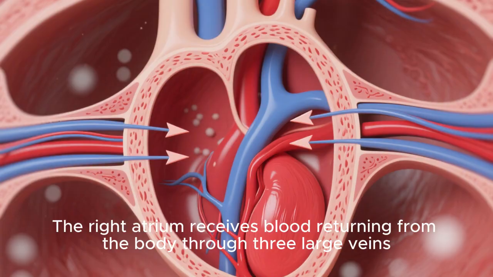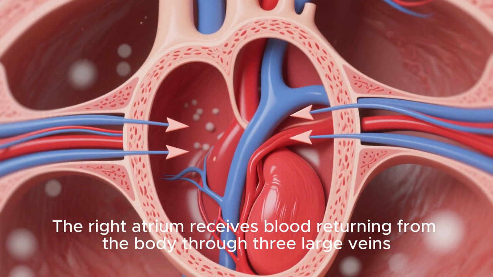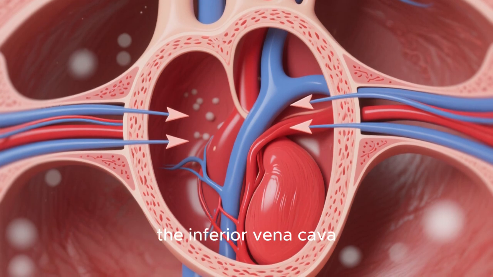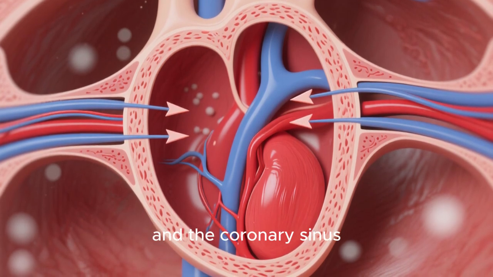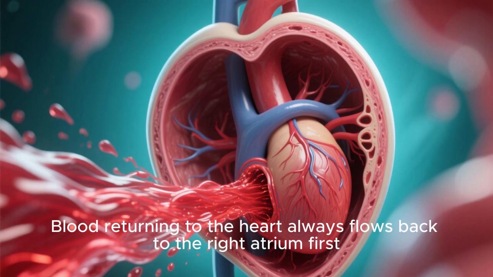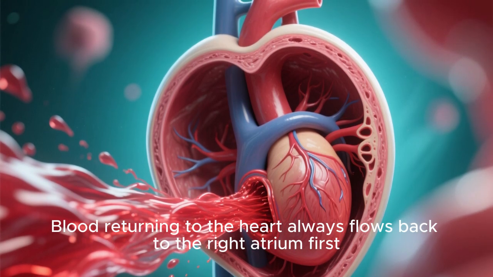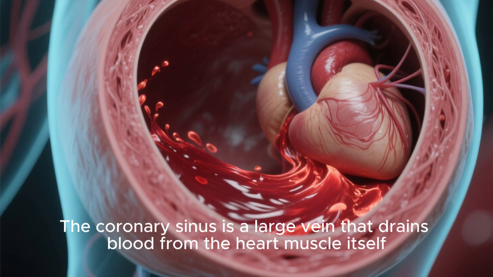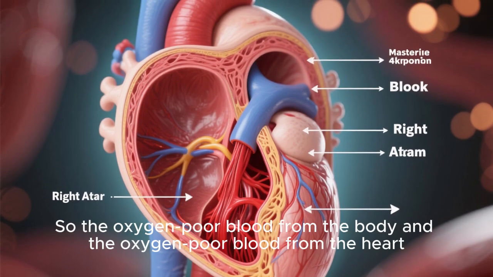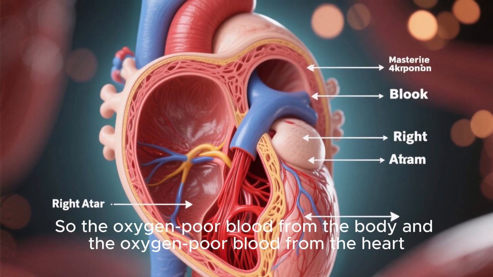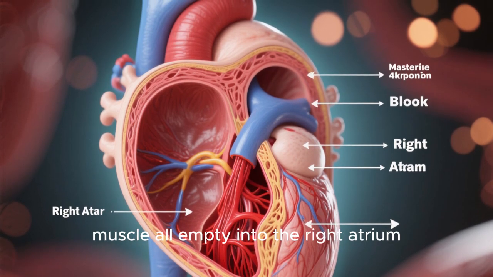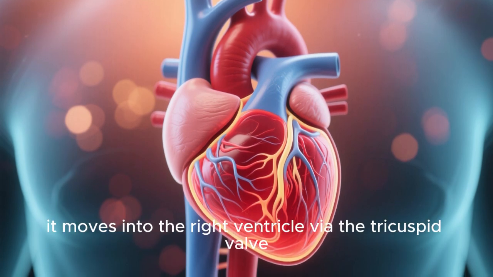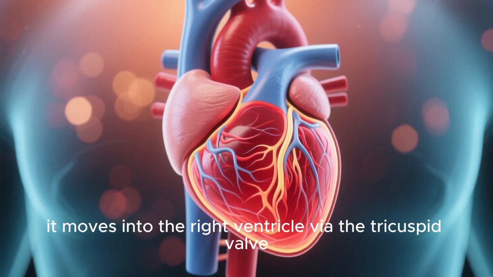The right atrium receives blood returning from the body through three large veins: the superior vena cava, the inferior vena cava, and the coronary sinus. Blood returning to the heart always flows back to the right atrium first. The coronary sinus is a large vein that drains blood from the heart muscle itself. So the oxygen-poor blood from the body and the oxygen-poor blood from the heart muscle all empty into the right atrium. After blood passes through the right atrium, it moves into the right ventricle via the tricuspid valve.